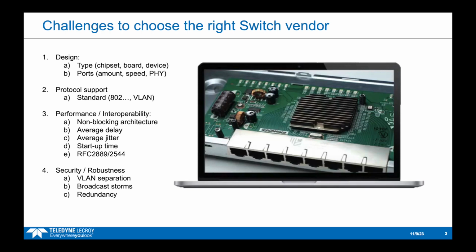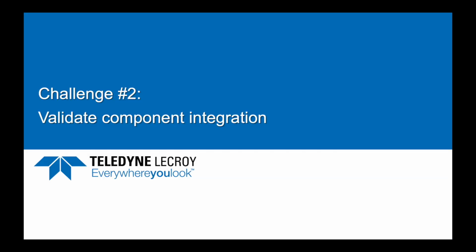For example, VLAN separation. If you have multiple virtual LANs in your architecture like infotainment as a virtual LAN and ADAS, Advanced Driver Assistance Systems, as a virtual LAN, then you want to verify that no traffic can go from one VLAN into the other VLAN. Similarly, what happens if you have a broadcast storm? Is your switch robust against it? And how are the redundancy functionalities? Are they sufficient?